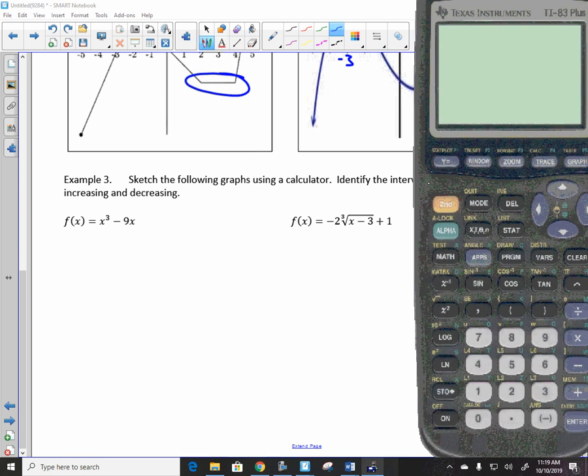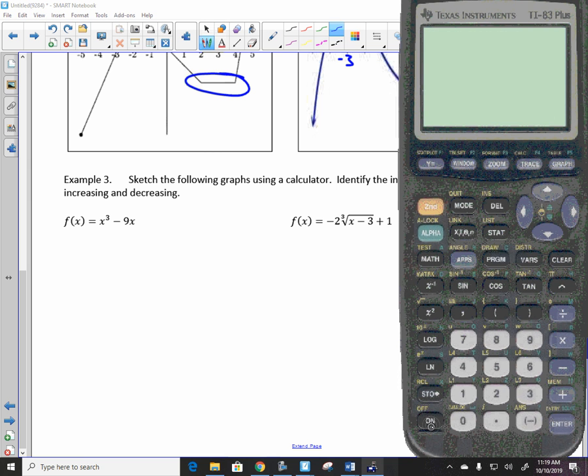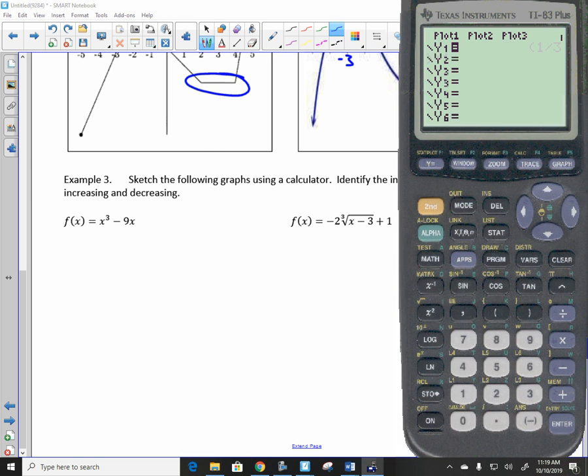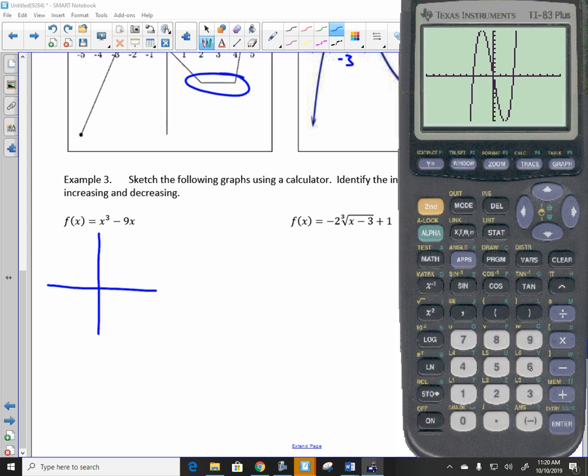What you want to be able to do is look at your calculator and determine when functions are increasing and when they're decreasing. I go to y equals, and I type in x cubed minus 9x. And I zoom standard, zoom 6. You're going to sketch a picture of that graph. Now, I don't actually get the whole graph in my window, so I'm going to adjust my window so I can see more of it.